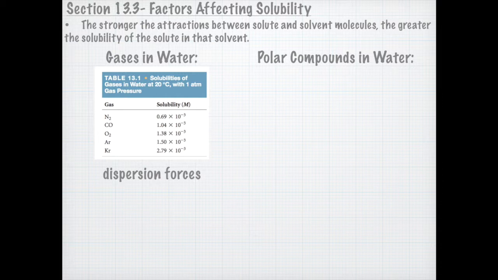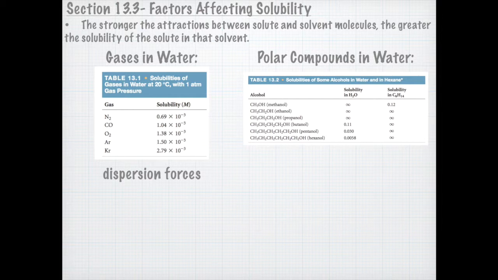Now, when we're looking at polar molecules in water, we're not going to be talking about dispersion forces. We're going to be talking about either dipole forces or hydrogen bonding. So in this case, if you look at these molecules here, the OH makes it an alcohol. The rest of these are just hydrocarbons. As you move down this table, you keep the same OH, however you increase the number of hydrocarbons. So as you can see, the attraction between water and these polar compounds actually decreases as you move down this table. And the reason why is as you add hydrocarbons, the molecule becomes less and less polar and more nonpolar.